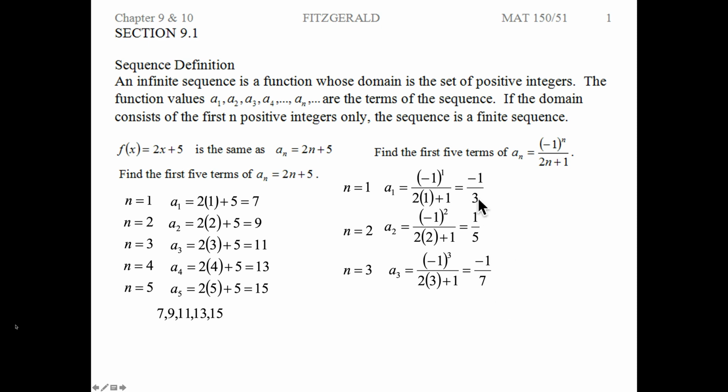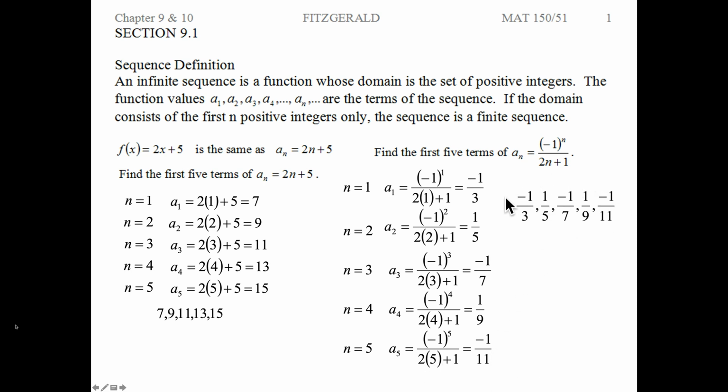I see the same pattern in my denominator as in the last problem. Because you're multiplying by 2, we count by 2s: 3, 5, 7. So I'm going to guess the next, a sub 4, is going to be 1 over 9. Yep, sure enough, there it is. Negative 1 to the 4th power is a positive 1, and 2 times 4 is 8 plus 1 is 9. Then the next one's going to be negative 1 over 11. Yep, there it is. Negative 1 to the 5th is an odd number of negatives, so that's negative. 2 times 5 is 10 plus 1 is 11. There are my first 5 terms of that sequence.